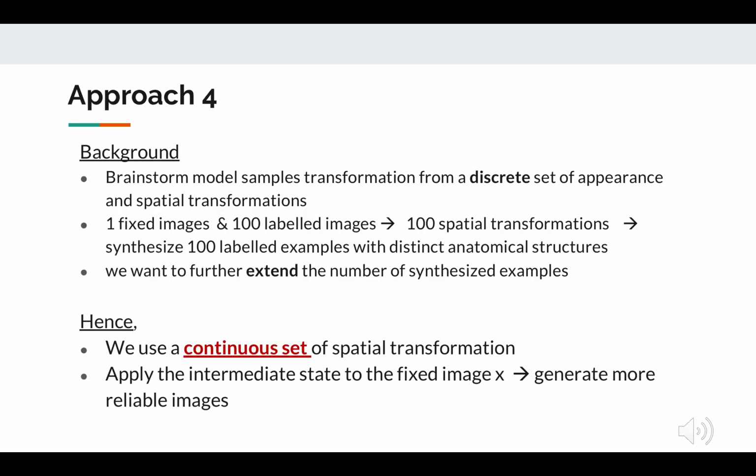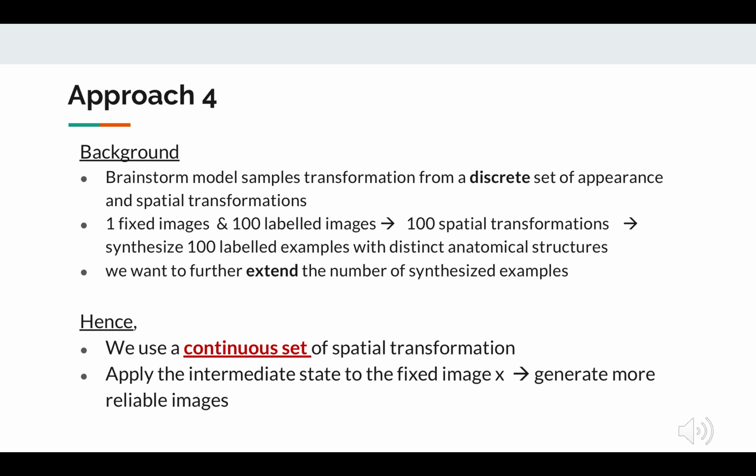The Brainstorm model samples a transformation from a discrete set of appearance and spatial transformations. With one fixed image and 100 unlabeled images, we can learn 100 spatial transformations and synthesize 100 labeled examples with distinct anatomical structures.